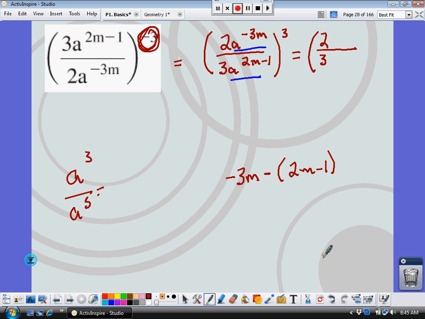Now the other direction might have been a little bit nicer looking subtraction. Help me with this, Dalton. Negative 3m minus 2m. How many m's do I now have? Negative 5m. And here's where people will miss this problem. It's also minus 1, which is actually a plus 1. So how many a's do I have? I have a to the negative 5m plus 1. It's all still raised to the third power.